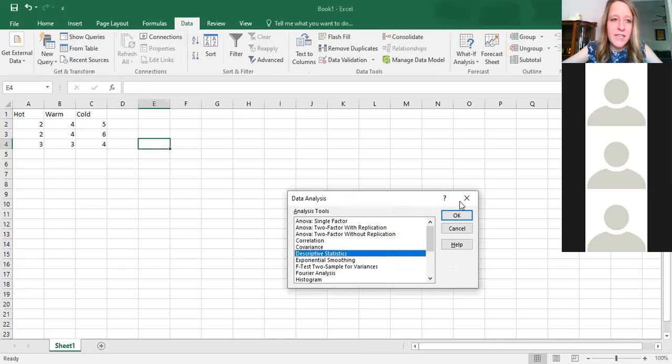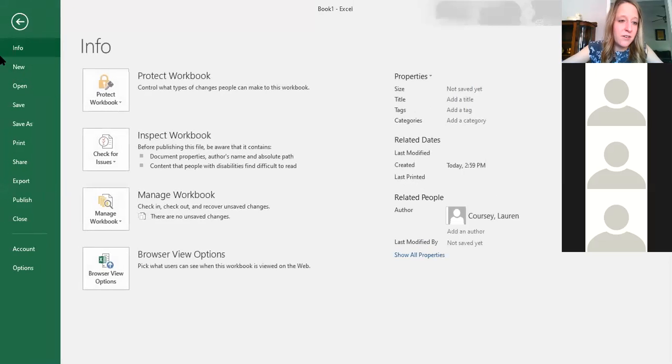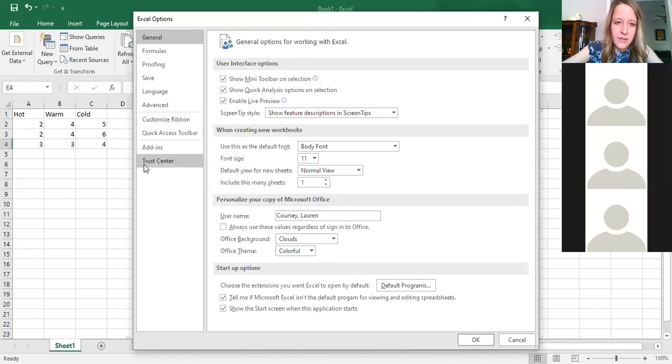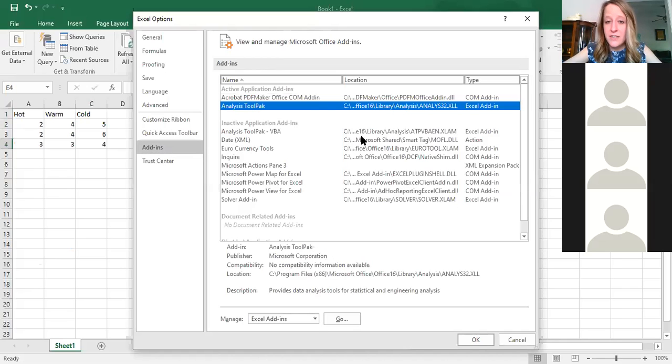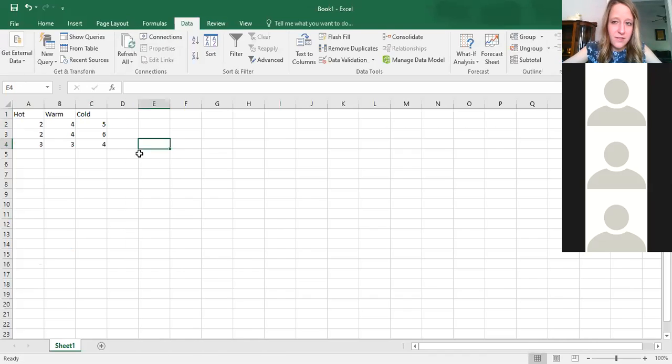And if you don't have data analysis, if you go to file and options, it's an add-in for Excel, but it should already be there. All you have to do is click on it and say, yes, I want you to add it in. So I've already added it in and click cancel. And so if you go to data, if you've added it in, you should see data analysis.